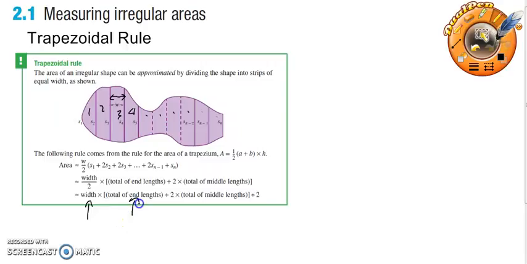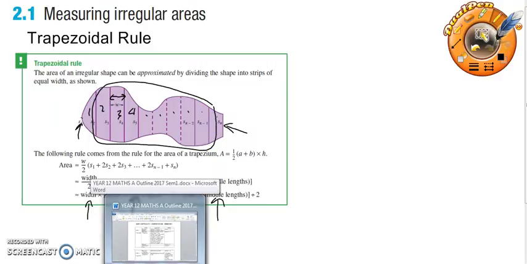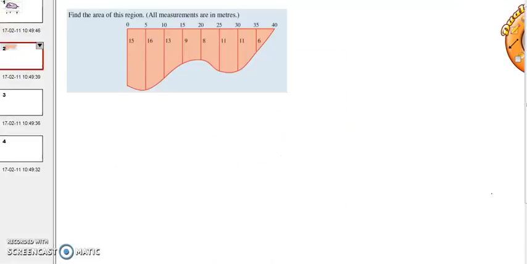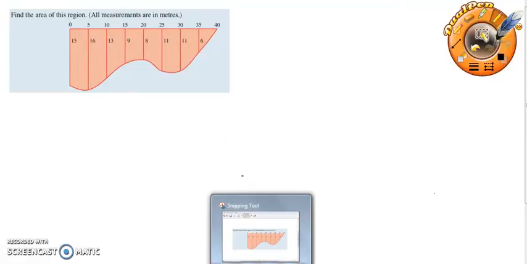The end lengths are whatever the values are right here and right here. Now it's possible for those values to be 0, because as you see, it comes to a point here, so it has no real value there. And the mid-lengths are everything in between, all of the lengths in this section here. And we put it into our formula. It's much easier to understand when you see an example of it. So this is an irregular area, so we're going to use the trapezoidal rule on it.